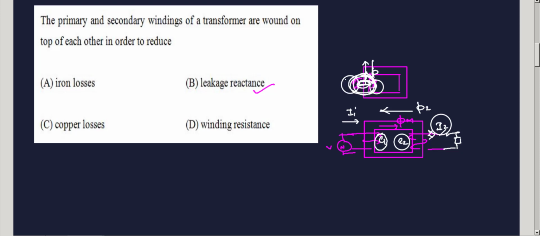so we are placing one over the other, then the two winding fluxes are opposite. What happens then? Their fluxes cancel each other, the leakage fluxes cancel each other, then the leakage reactance is very less.